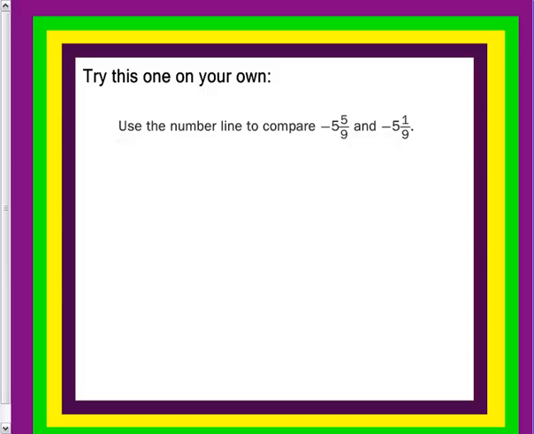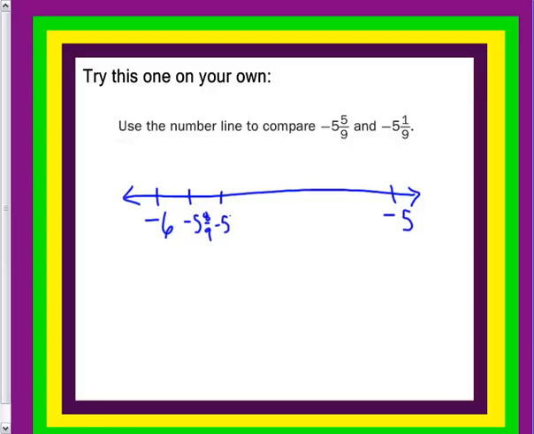Okay, so the first thing you want to do is graph your number line. I know that -5 5/9 and -5 1/9 are in between -6 and -5. And then I'm going to make increments of 1/9. So I'm going to have -5 and 8/9, -5 and 7/9, -5 and 6/9, 5/9, 4/9, 3/9, 2/9, 1/9.